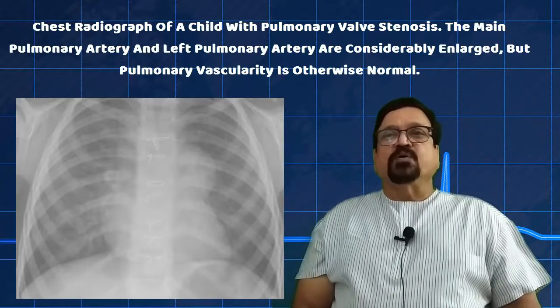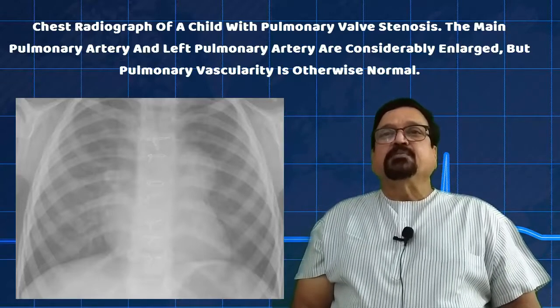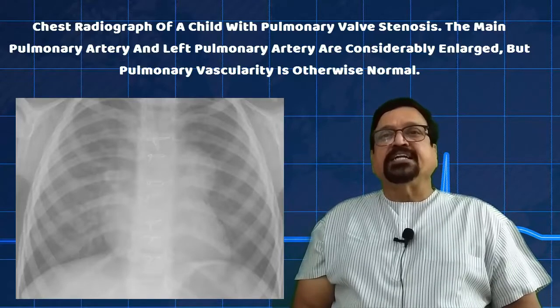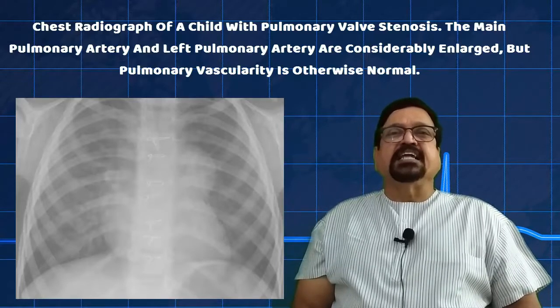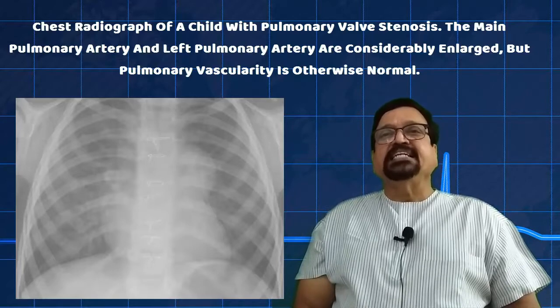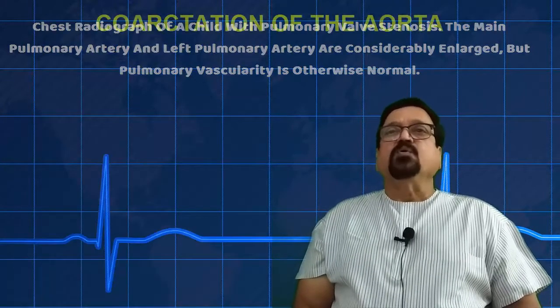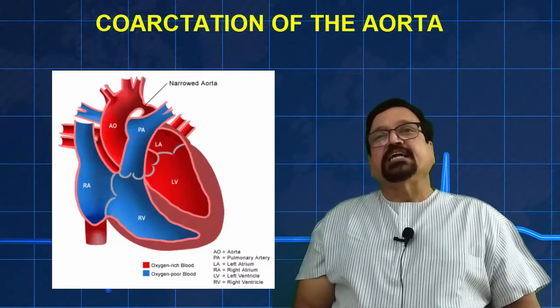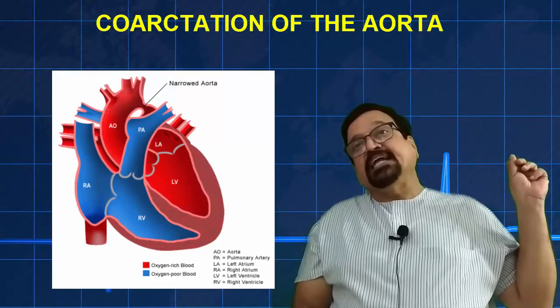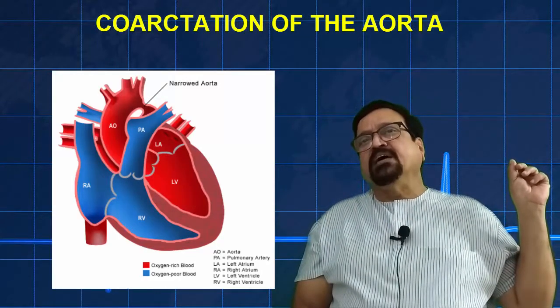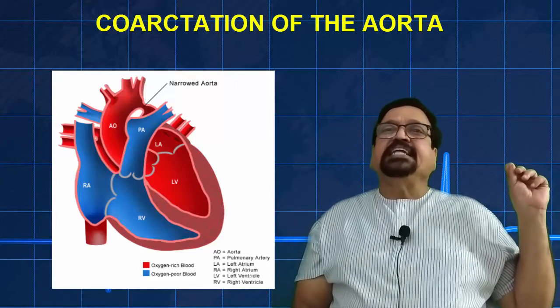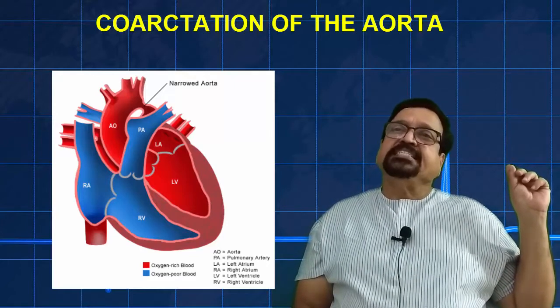Then what we are seeing here are the pulmonary valve stenosis, and the main pulmonary artery and left pulmonary artery are considerably enlarged, but pulmonary vascularity is otherwise normal. Now coarctation. Coarctation is a narrow segment here. This narrow segment blocks the blood going from aorta, ascending aorta, arch of aorta into the descending aorta.